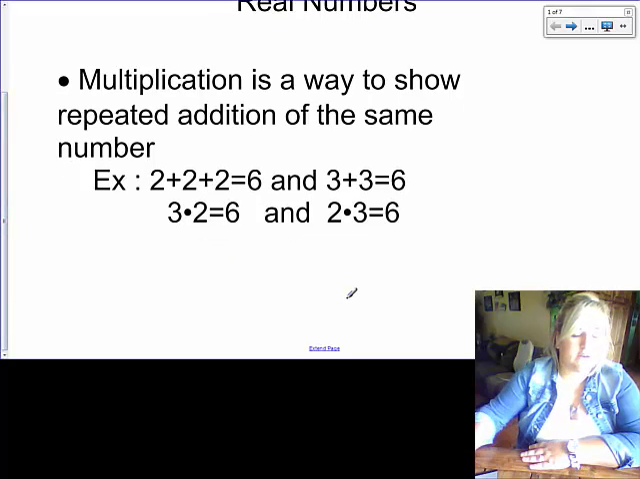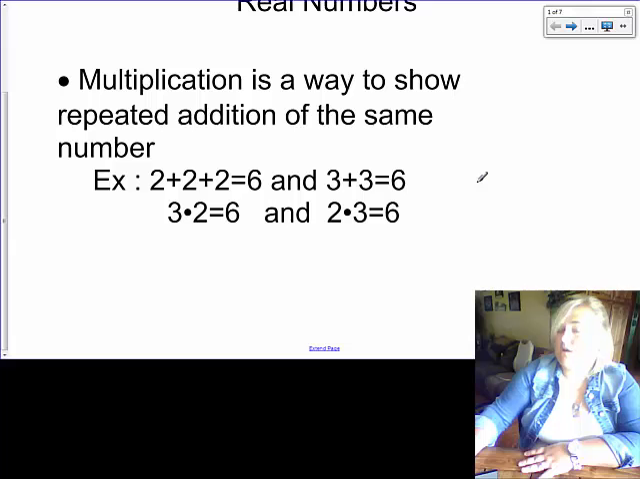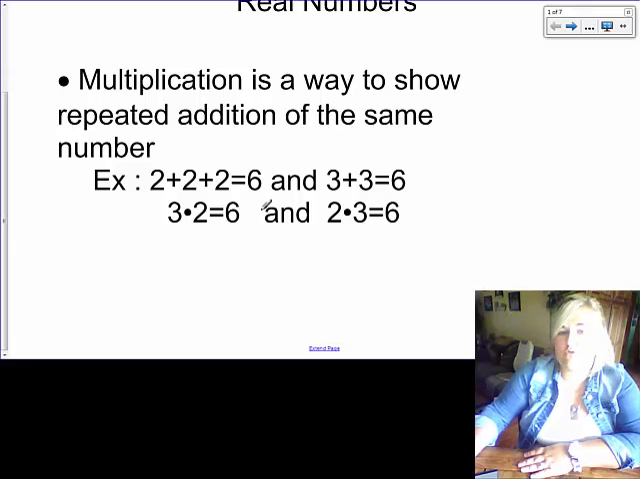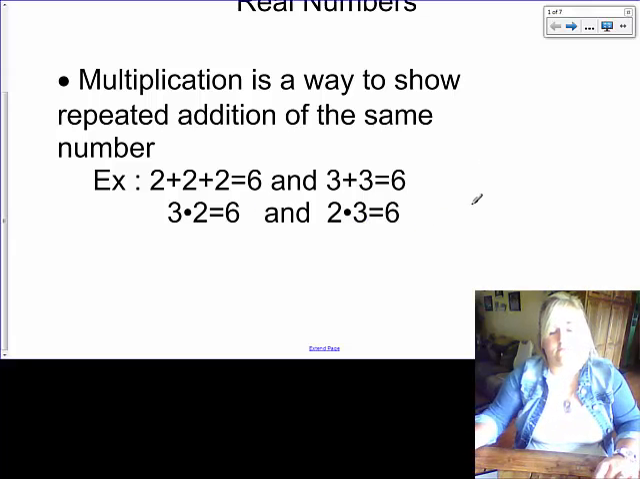So, for example, we show here that 2 plus 2 plus 2 is 6, and 3 plus 3 is 6. But we could write those as multiplication instead, which is what we generally prefer to do. So we say 3 times 2 equals 6, and 2 times 3 equals 6. So this is saying that 3 2's gives me 6, and 2 3's also gives me 6.